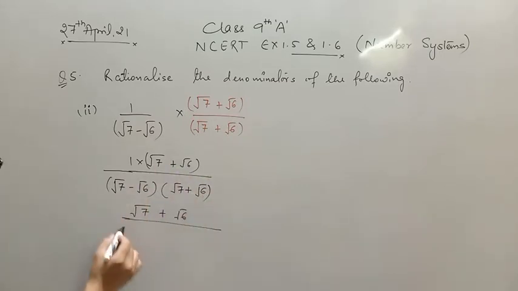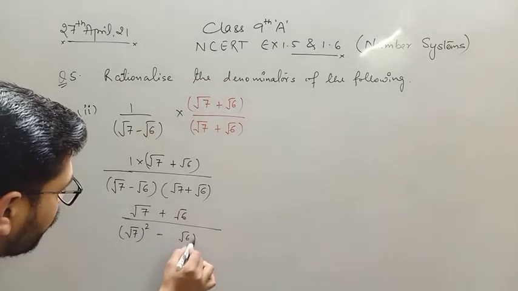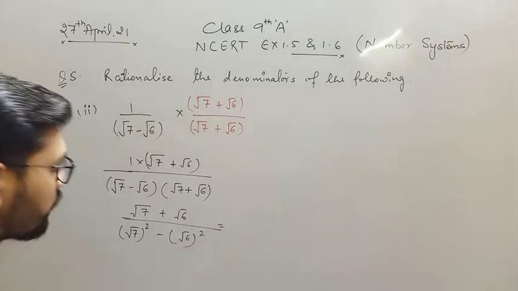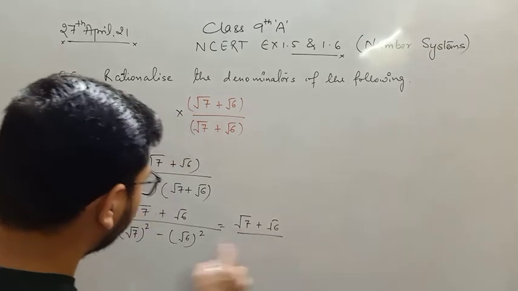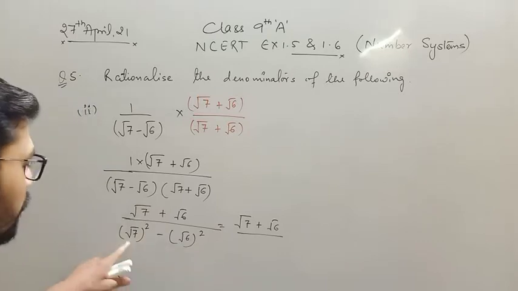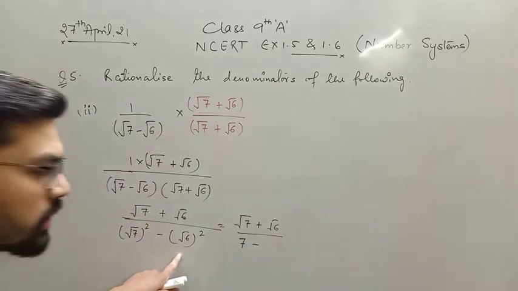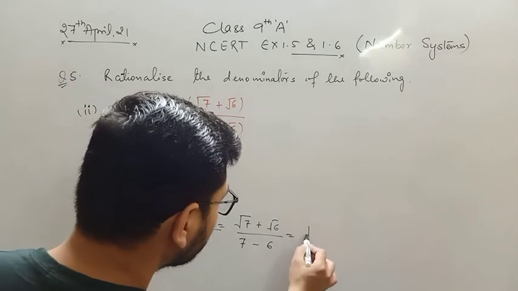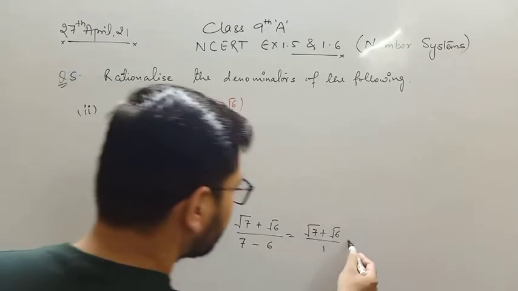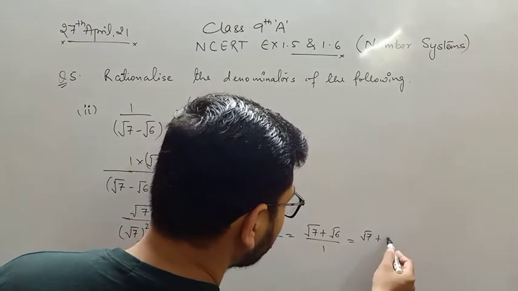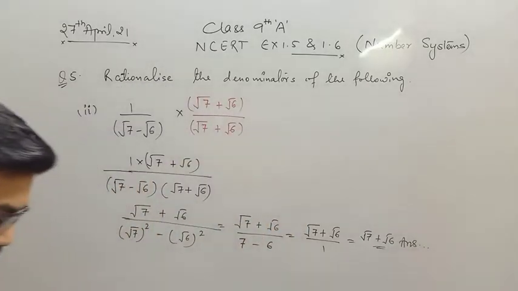So I can write a square minus b square. So I can write here root 7 plus root 6 divided by root 7 square minus root 6 square. Square of root 7 will give me 7 and square of root 6 will give me 6. So the answer is root 7 plus root 6 divided by 1, or I can simply write it like this: root 7 plus root 6 is my answer. Note it down fast.